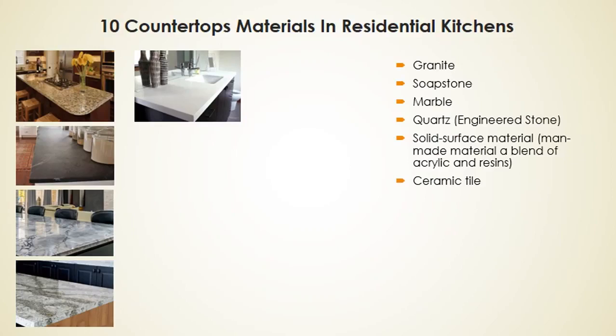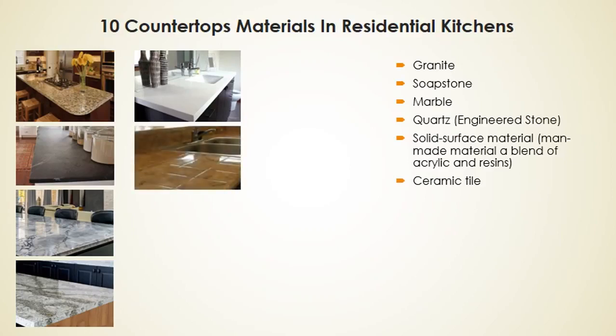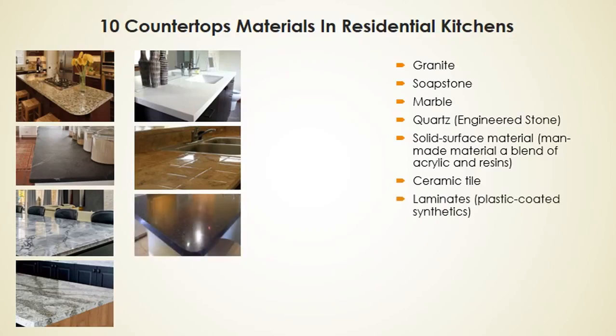Then there are ceramic tiles that are also used in our washrooms. They are easy to clean and shine. However, you cannot use harsh chemicals over them because after using that, they might lose their polish and shine. Then there are laminates that are plastic coated synthetics. This is also a very popular material these days.